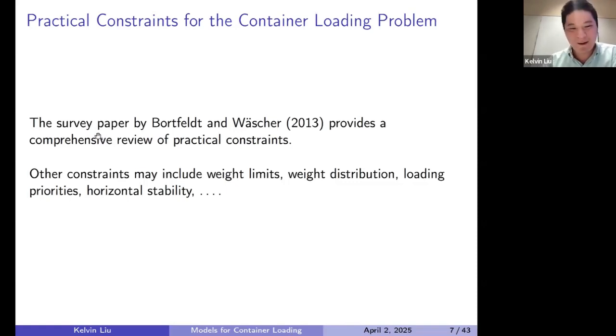And some of them include, for example, weight limits, weight distribution, loading priorities, horizontal stability. Sometimes you need some weight balancing, so you can't have one side of the container too heavy compared to the others. But we won't be considering those in this talk. There's just too many possible constraints, and we won't be talking about all of them.